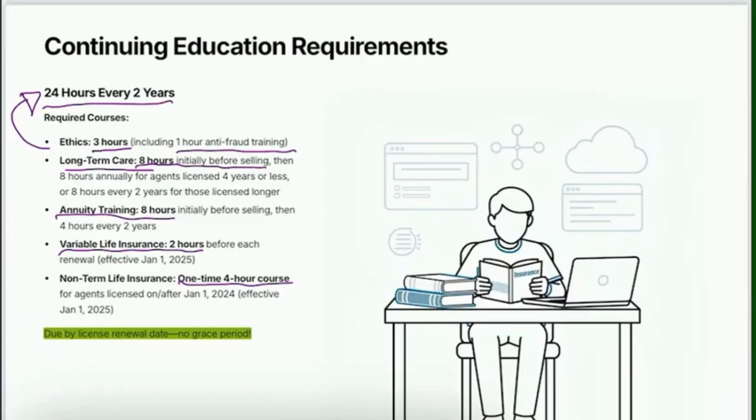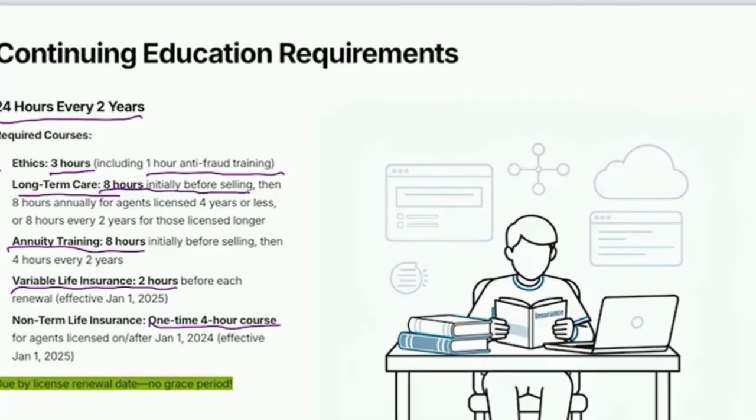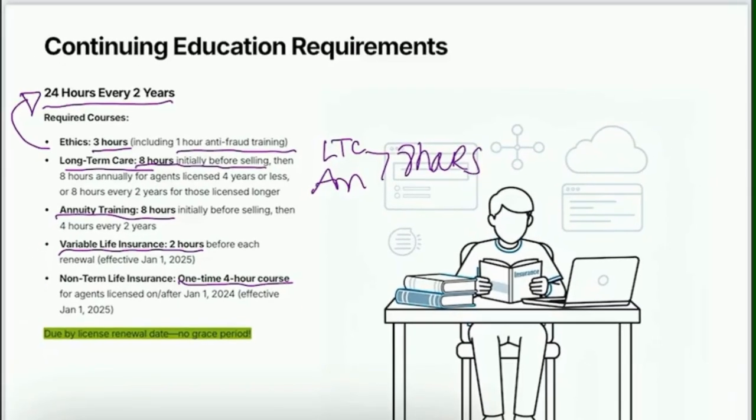There's going to be packages you can get. You can go online, go to the Department of Insurance and find them. But generally, you're going to get these through the company that you're working for because they want you to sell these policies. They'll help set you up in these, but you need to know the numbers and know what they are for. And also, you need to know them if you want to sell these products, right? So, long-term care and annuities is 8 hours. Variable life is 2 hours, and non-term life is 4 hours.